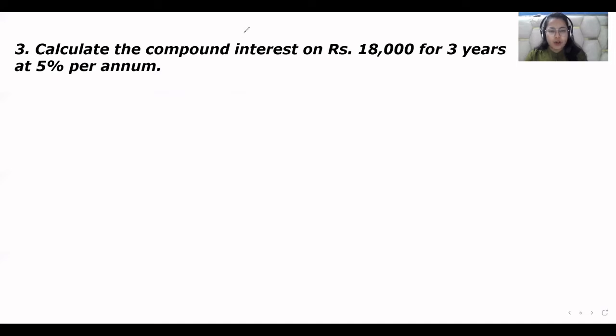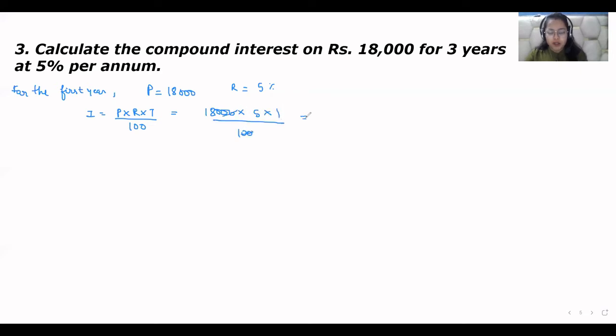Calculate the compound interest on rupees 18,000 for 3 years. This time we have to calculate for 3 years. So for the first year, our principal is 18,000 and our rate is 5%. For the first year, time is only 1. So our interest is P times R times T over 100. Put the values: 18,000 times 5 times 1 over 100. After eliminating, we get rupees 900.